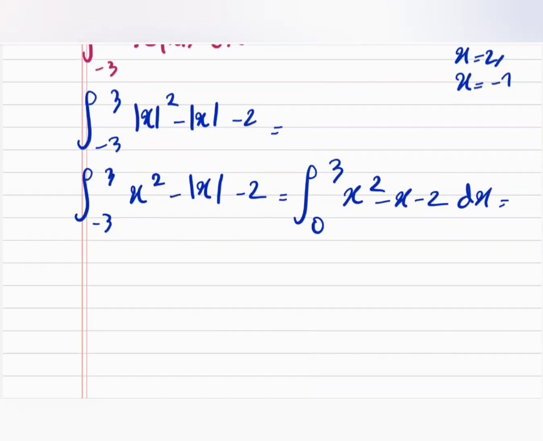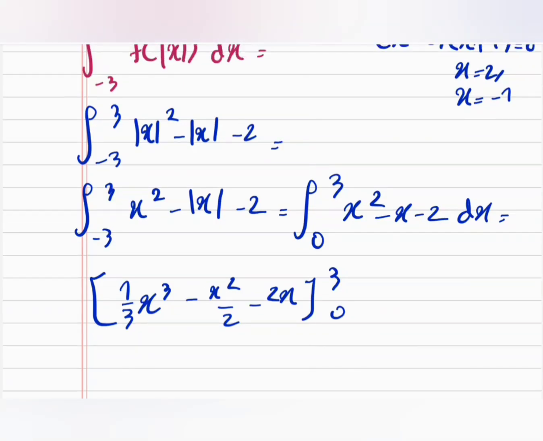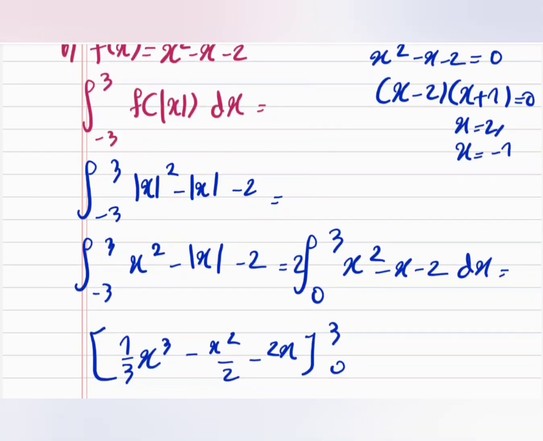So we just now integrate this: x squared integrates to 1 over 3 x cubed, minus x squared over 2, and then minus 2x. Now we just substitute 3 and 0. And actually, I just forgot to mention that we always double that value. So when we have an even function, and since even functions are symmetric, we can just rewrite this as 2 times the integral from 0 to 3.